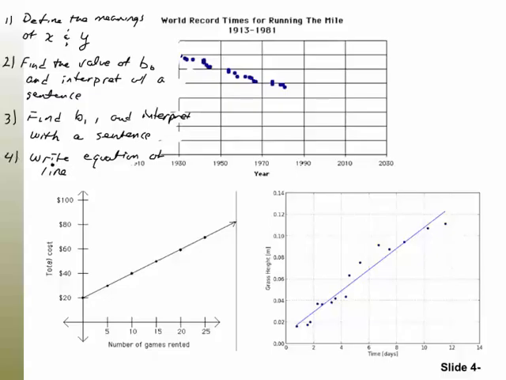That's good for now. So 4 tasks. Define the meanings of X and Y. So you're writing out words. What does X represent? What does Y represent? Find the value of B naught. Interpret B naught with a sentence.